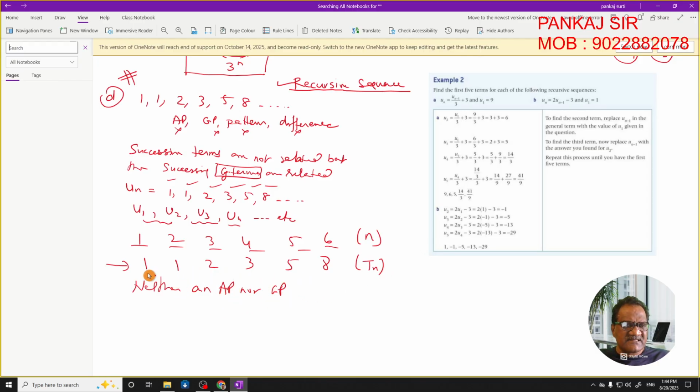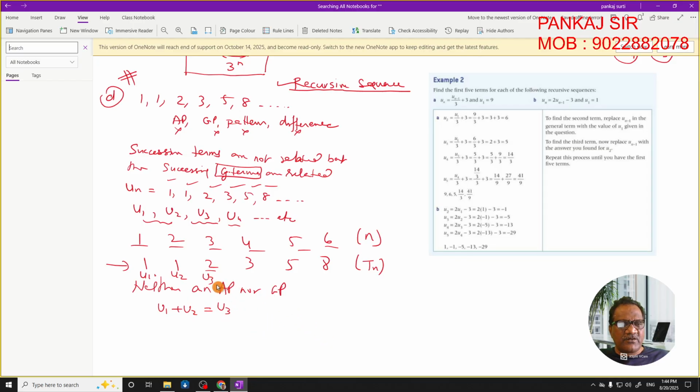So here you can see that if I take the first term u1 and the second term u2, and I add them, u1 plus u2, 1 plus 1, I get nothing but the third term u3. The first term is 1, the second term is also 1, and when I add the first and second terms, I get the third term, which is 2.